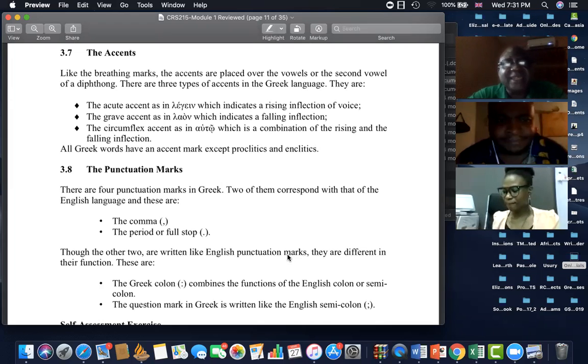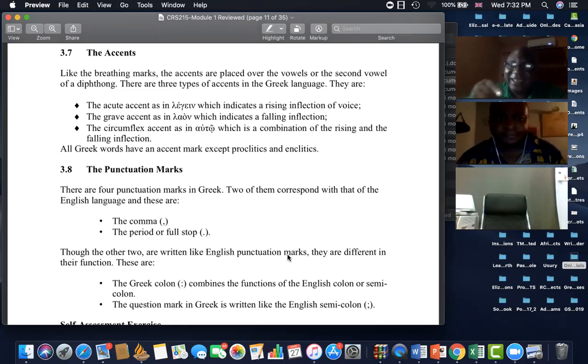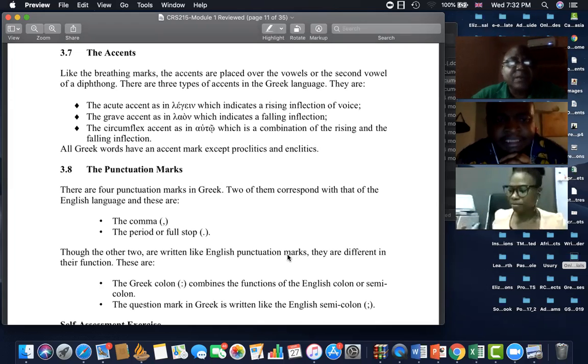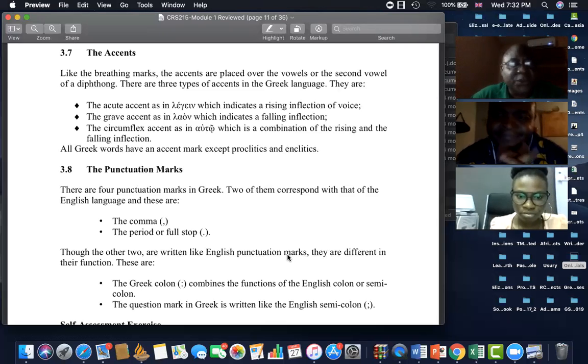Then the third one is called the circumflex. Circumflex is written like a slash, like a semicolon. An example of the way it's written is on omega in the third line. So all Greek words carry accents except proclitics and enclitics. When we get to proclitics and enclitics, you will know what they are.